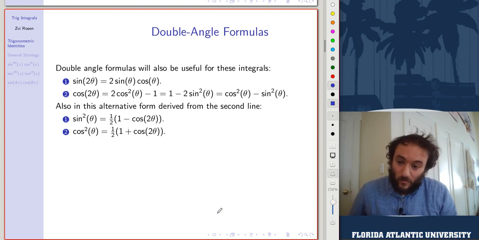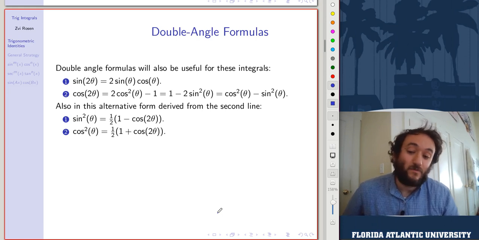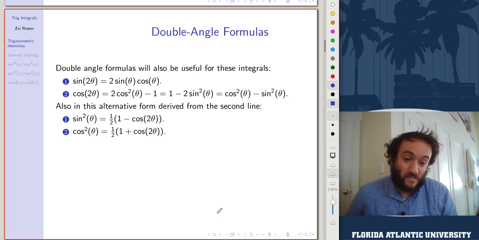And we can get another set of identities for the squares of sine and cosine using that second line. We'll deduce that sine squared theta equals half of 1 minus cosine 2 theta, and cosine squared theta equals a half of 1 plus cosine 2 theta.